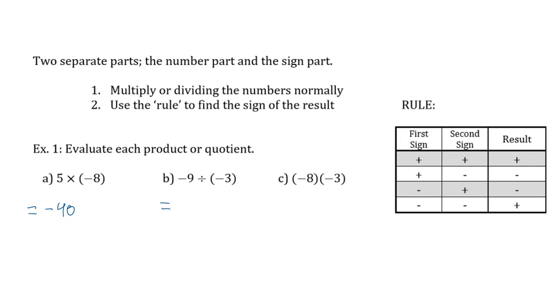Doesn't matter what order you do it in. 2 negatives makes a positive. So this answer is going to be positive. 9 divided by 3? 3. Or just 3, because we don't have to use the positive symbol when it's positive.